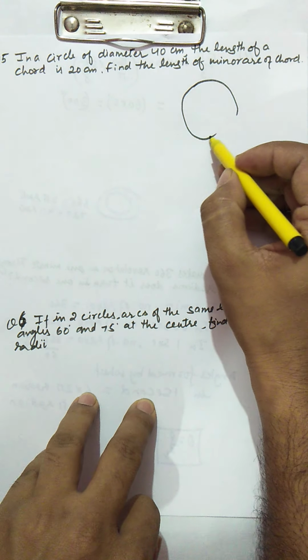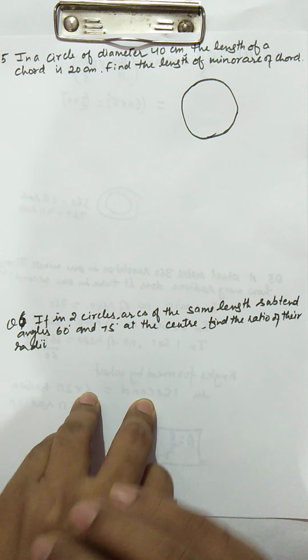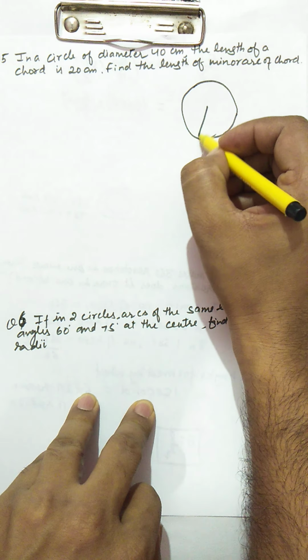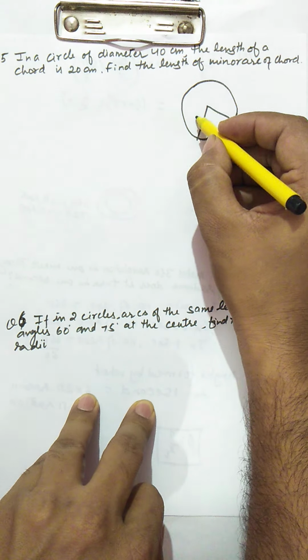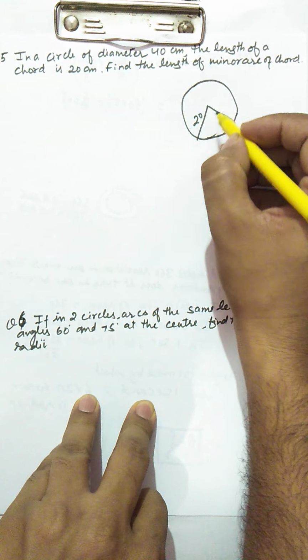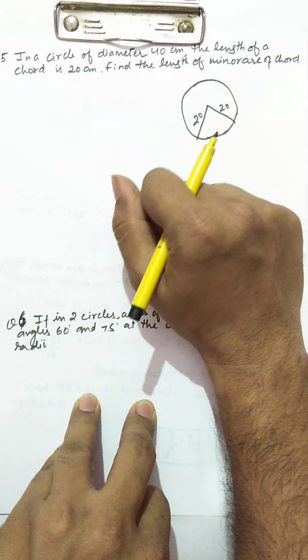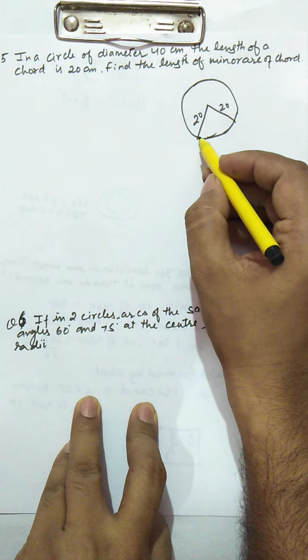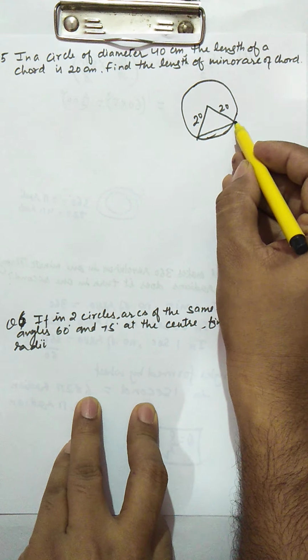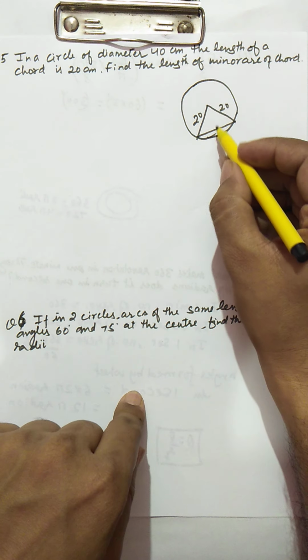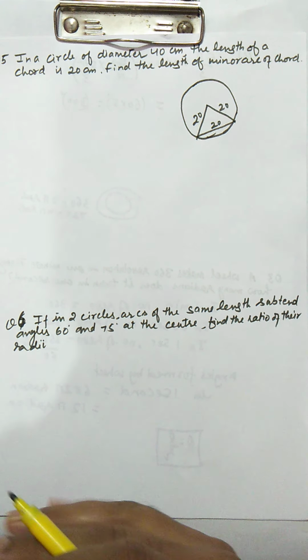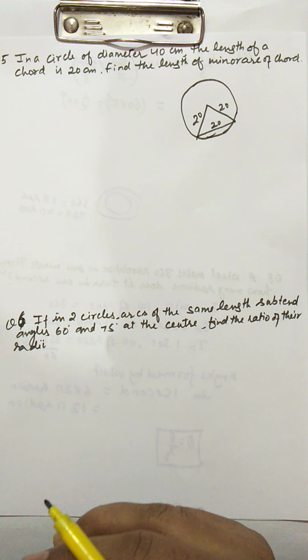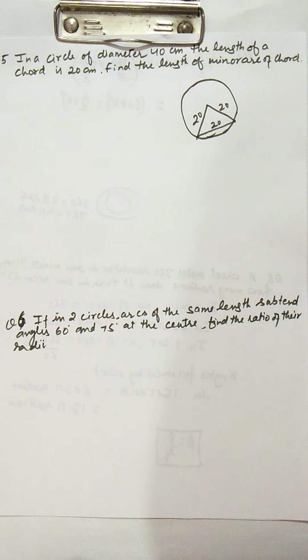It means there is a circle and the diameter is 40 centimeters, so the radius will be 20. This is also 20, and the length of the chord, which is passing through 2 points of the circle, is also given as 20 centimeters. Now find the length of the minor arc. Minor arc, I'll use a different color.